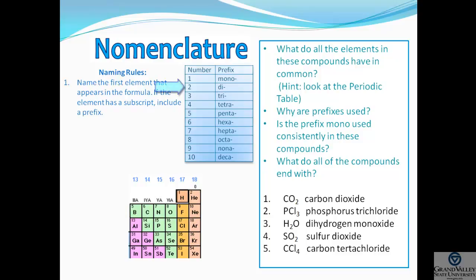For example, the prefix di indicates that 2 atoms of hydrogen are present in the molecule H2O. Also, notice that the prefix mono is not included when naming the first element. For example, the proper name for CO2 is carbon dioxide, not monocarbon dioxide. Another pattern that is present is the second element in each compound ends with "ide".